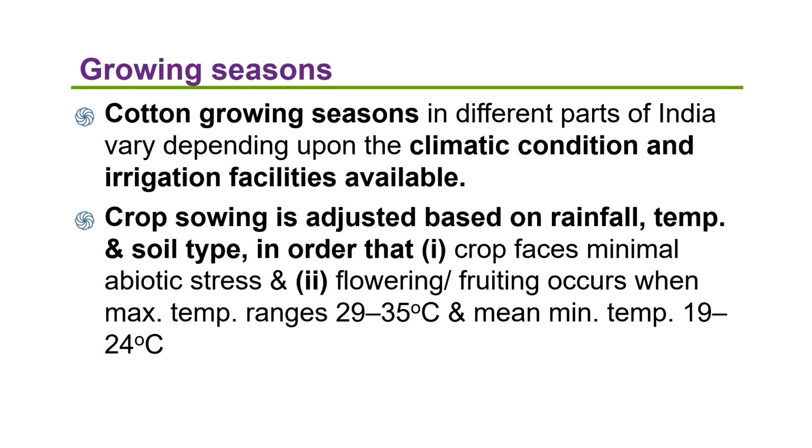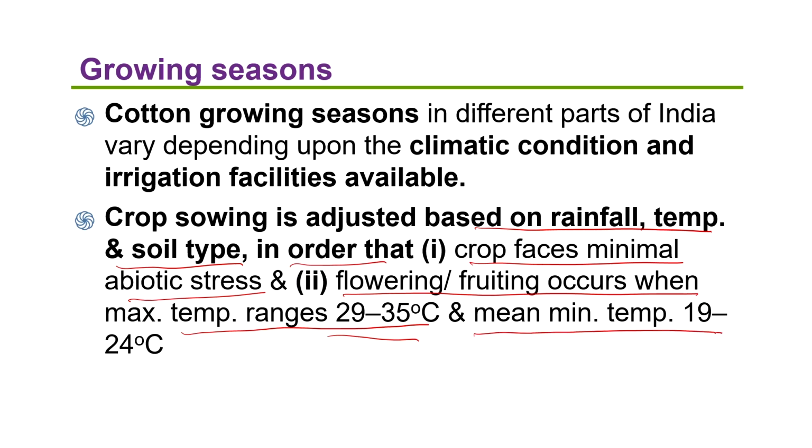Now let us see what are the growing seasons of this crop in the country. So cotton growing seasons in different parts of India vary depending upon the climatic conditions and irrigation facilities available. Crop sowing is adjusted based on rainfall, temperature and soil type. In order that the crop faces minimal abiotic stress, flowering and fruiting occurs when maximum temperature ranges between 29 to 39 degrees centigrade and minimum temperature is 19 to 24 degrees centigrade.